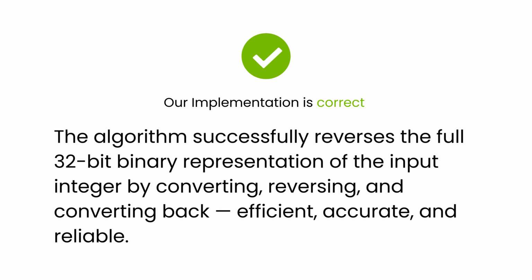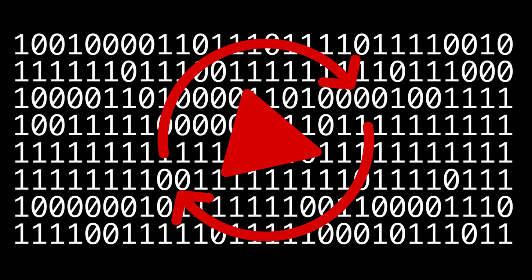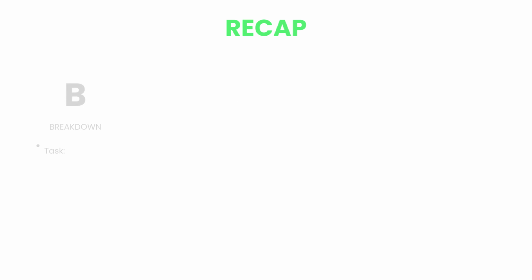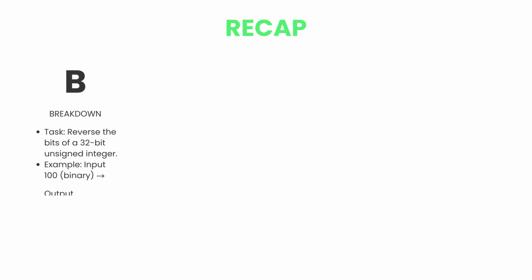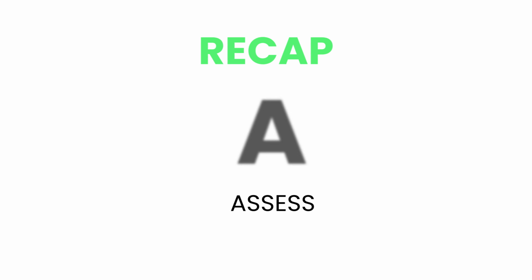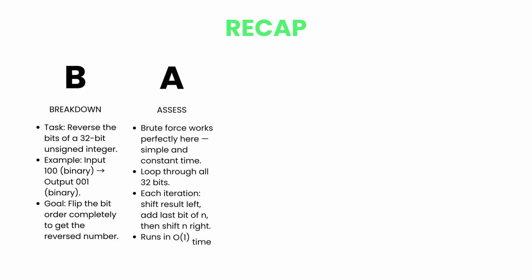Alright, let's quickly recap what we learned about reversing bits in a 32-bit unsigned integer. Breakdown recap. We started by understanding that the task is to flip the order of bits, turning the least significant bit into the most significant, and vice versa. Conceptually, it's like mirroring the binary pattern of the number. Assess recap. We realized that a simple loop-based approach works best here. There's no need for optimization tricks.